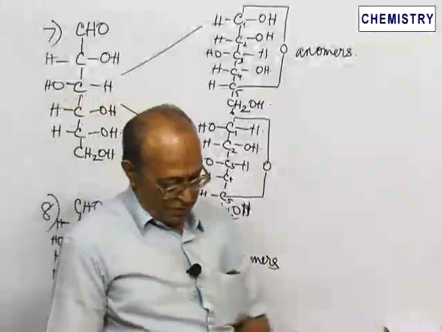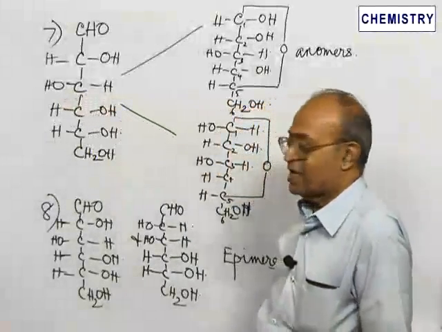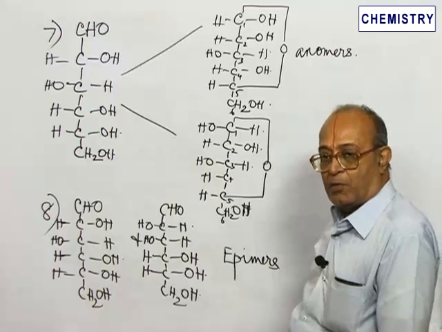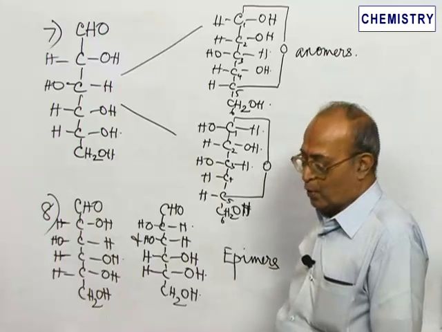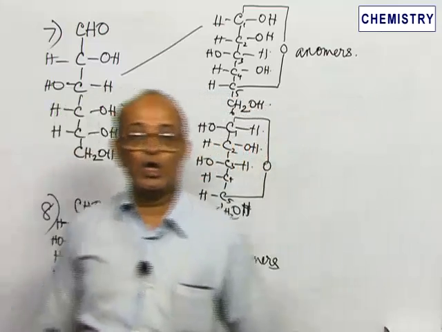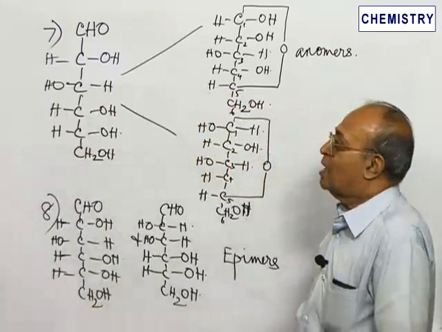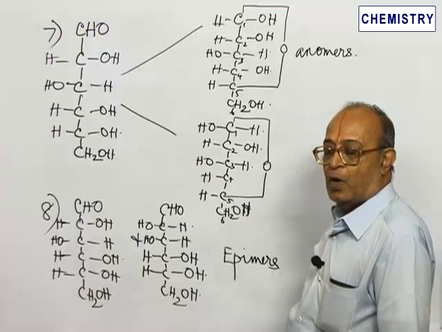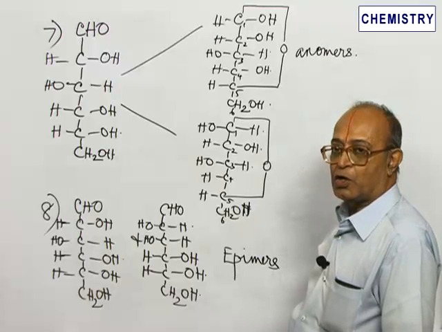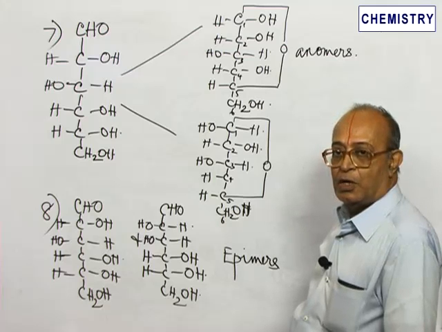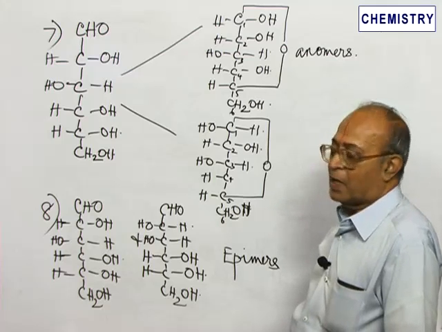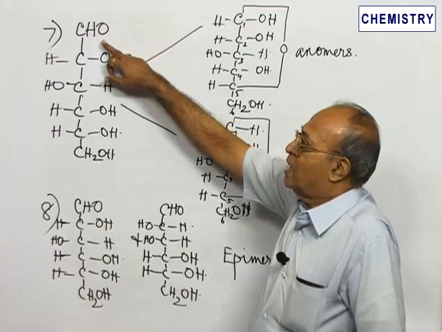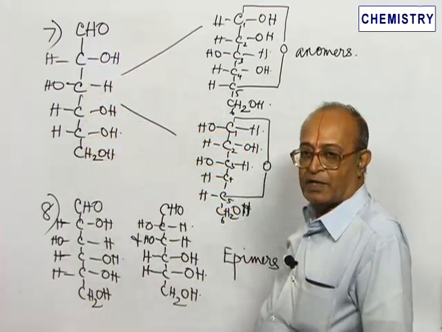Let us consider these 2 points in the form of question number 7 and 8. Carbohydrates, under which we can think of aldehexoses and ketohexoses. Now, one example of an aldehexose. Aldehexose means a carbohydrate containing an aldehyde group and 6 carbon atoms in this chain.